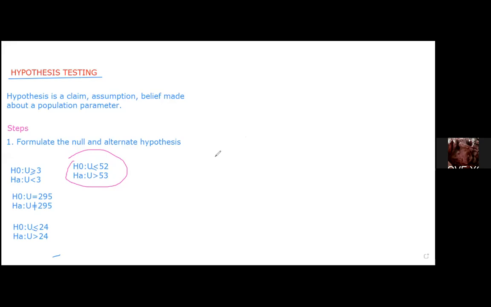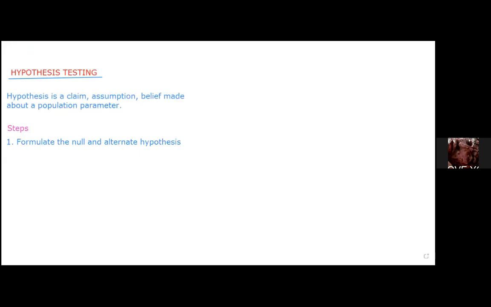Okay, let's proceed. So that is how to formulate the null and alternate hypothesis. That's the first step. The others are simple, but formulating the null and alternate hypothesis, you have to understand it. That's why I take a lot of time on it, for us to even solve examples. Okay. The second step, step two, is to calculate the test statistic.